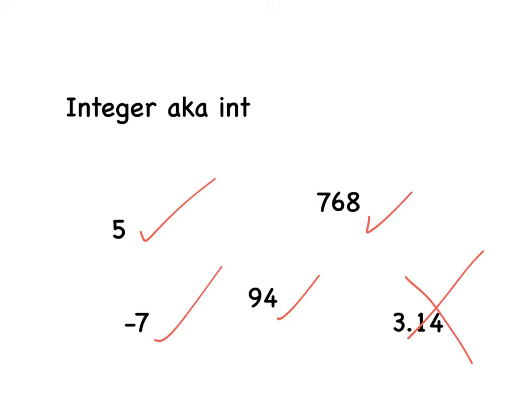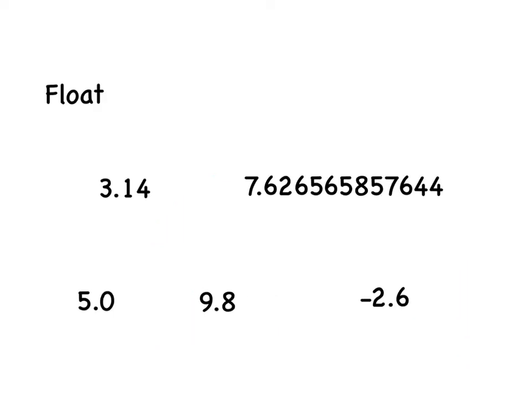So, what do we call decimal numbers then? We call them floats. A float is any sort of decimal number. So, 3.14 pi, yep, that's fine, that's correct. 7.62656, you get the idea, yep, that's fine. 9.8, that's fine. 2.6, that's fine. Now, even integers can be floating point numbers. What's the difference? Well, if they're a floating point number, they have to have a 0.0 after them. 5 is 5.0, so that is fine as well.